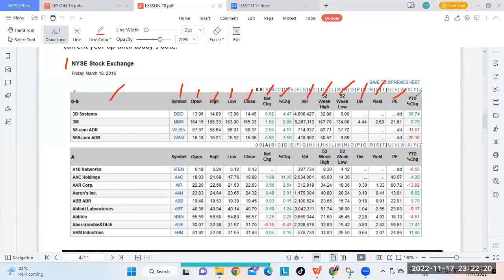And for the last column, column number 15, YTD percent change, ang ibig sabihin ni YTD is year-to-date percent change. This describes the return so far for this year, the period beginning the 1st of the current year up until today's date. So that's how to read a stock table.